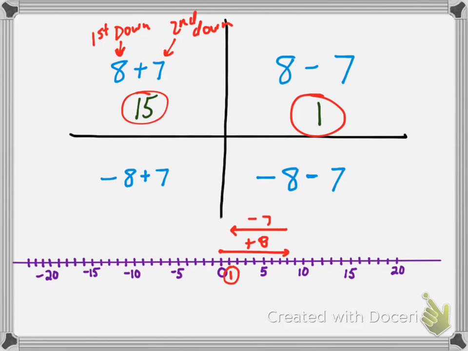Then let's see what we do when we're trying to figure out negative 8 plus 7. Negative 8 plus 7. Let me erase this stuff here without erasing my number line.